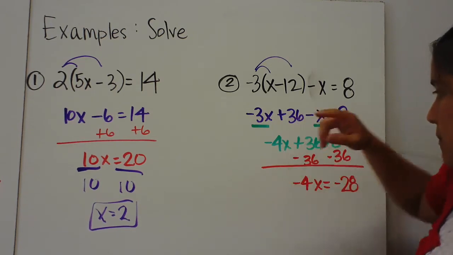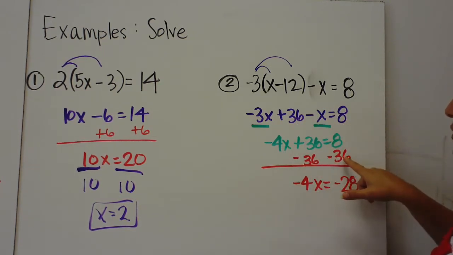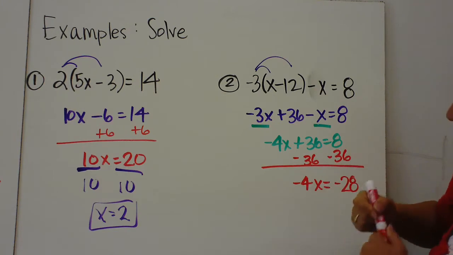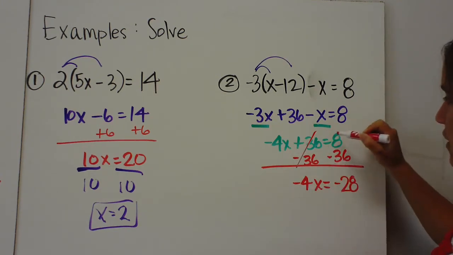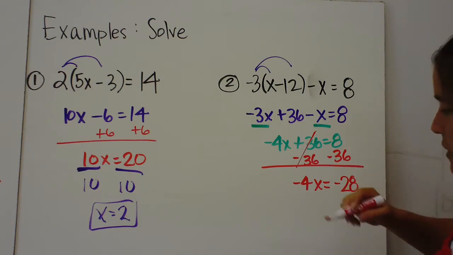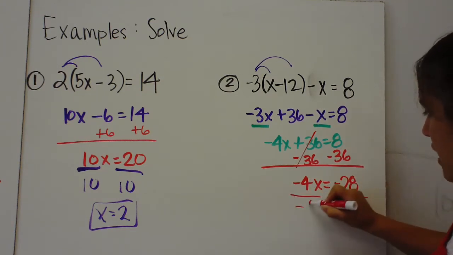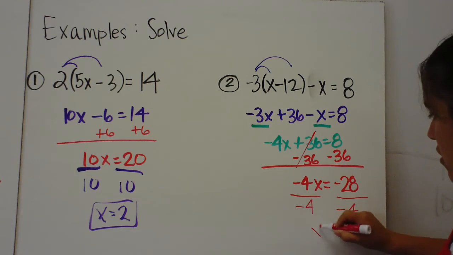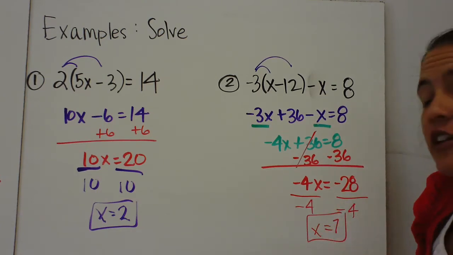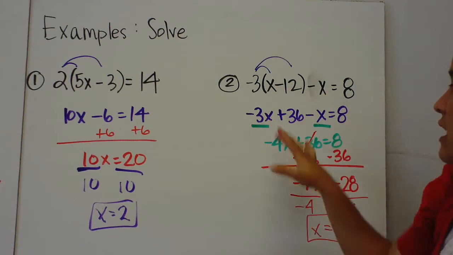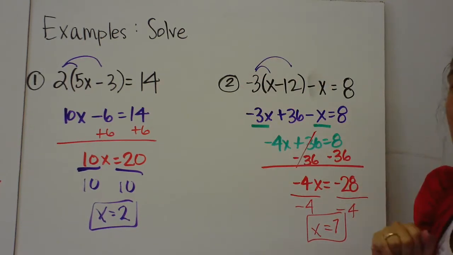Plus 36 equals 8. Then you subtract 36 from both sides, and these cancel. And then you get negative 4x equals 8 minus 36 is negative 28. We're going to divide both sides by negative 4, and x equals 7. If you want to check your answer, you plug 7 back in, and you make sure that this side equals 8.